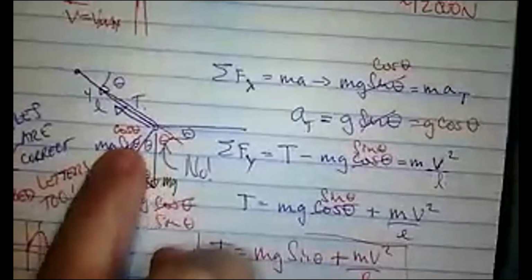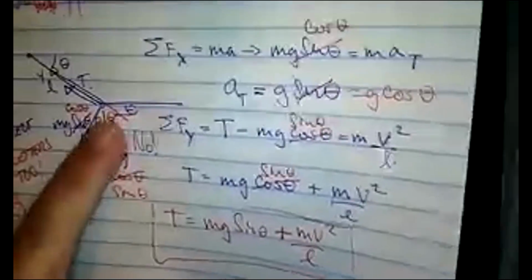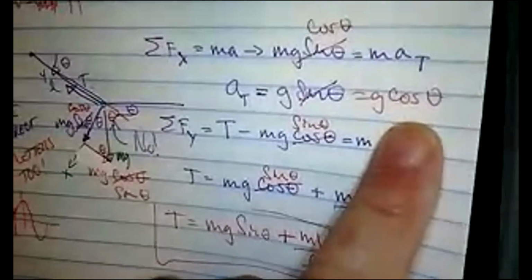Once I corrected it, we saw that this component of weight was mg cosine theta, and this component of weight was mg sine theta. Then I took the summation of forces in the y direction and the summation of forces in the x direction. The summation of forces in the x direction gave me mg cosine theta, because that's the one pointing tangentially downward, is equal to m times a tangential. So if you actually had a speedometer, it would show your speed increasing as the angle theta increased. So that's where I get g cosine theta is the acceleration.